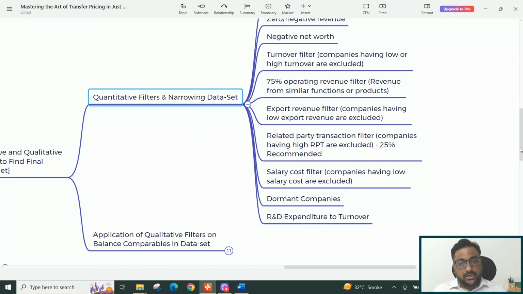So these are quantitative filters. We are done with quantitative filters, where we are assessing the quantitative aspects of the financial data of a particular comparable, right? Now we will go ahead with the qualitative filters in the next video.